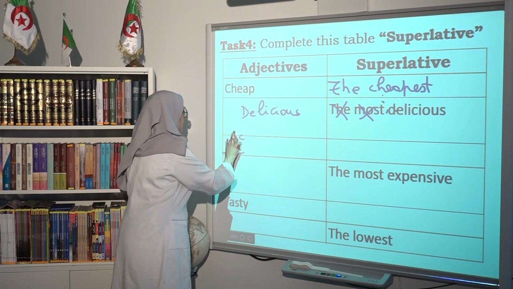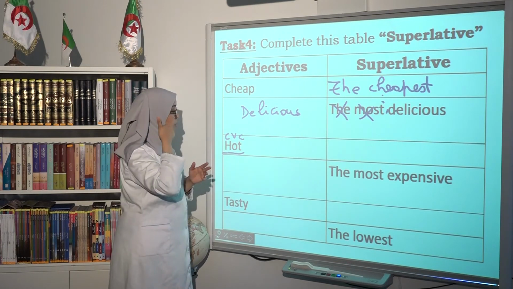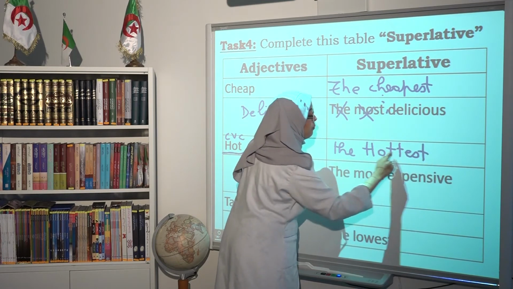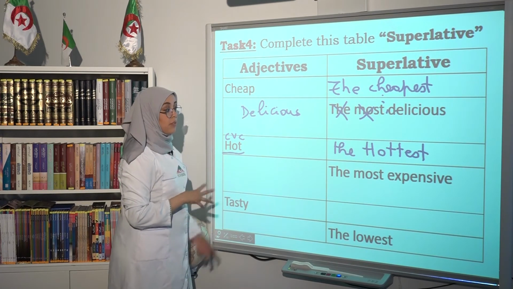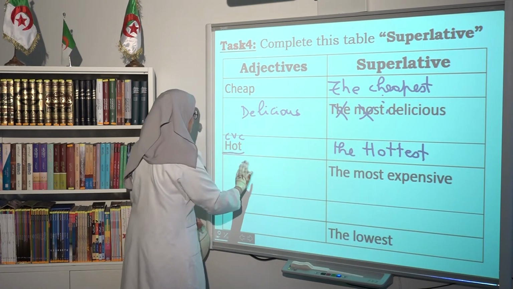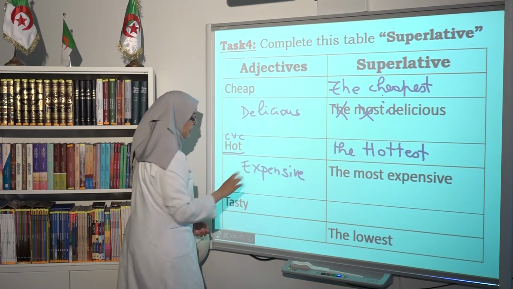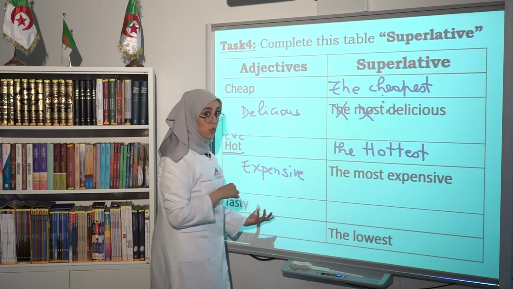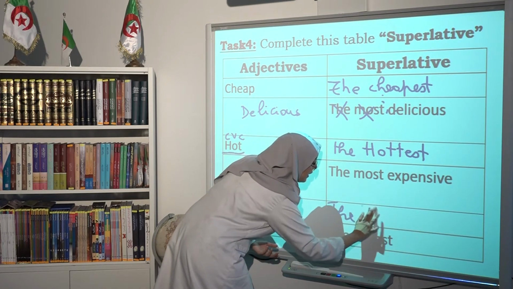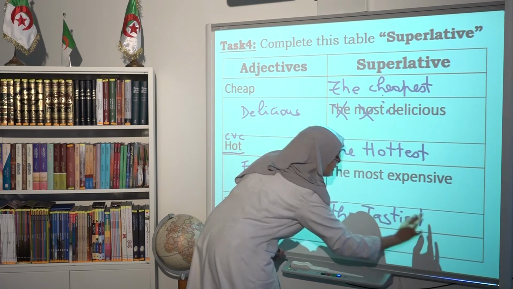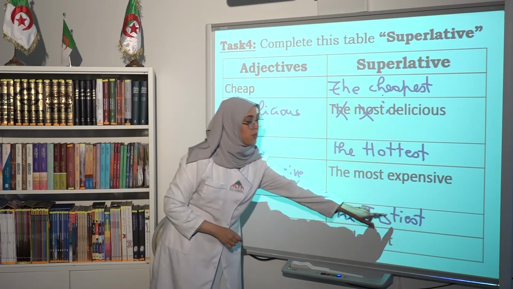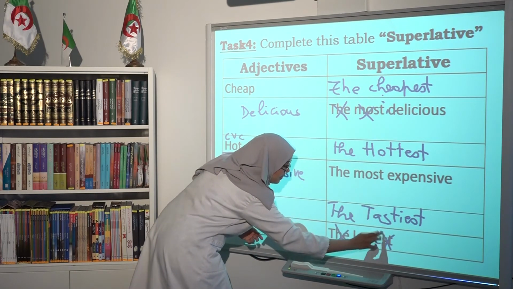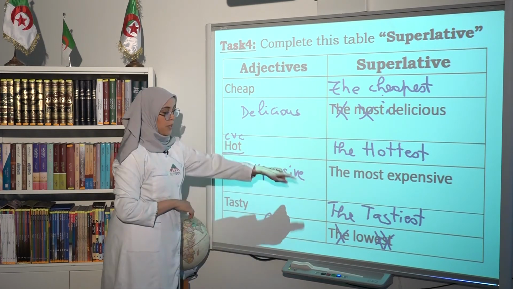Hot, short adjective. And what do I have? I have the CVC form. When I have the CVC form with one syllable sound, I should double the last consonant. Here, I write the hottest. Double T-E-S-T. The most expensive, long adjective. I cross "the" and "most", and I write expensive. That's it. Tasty, an adjective that ends with a Y. So I should drop the Y and write I instead. And it's a short adjective. So the tastiest. See what did I do here? I dropped the Y and I wrote I instead. The lowest, it's a short adjective. So I write here low. So low becomes the lowest.